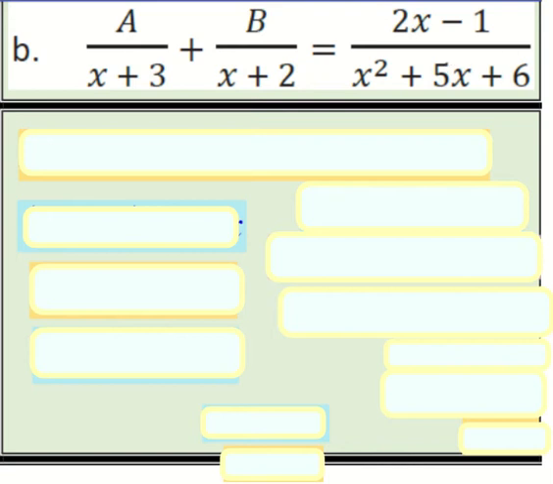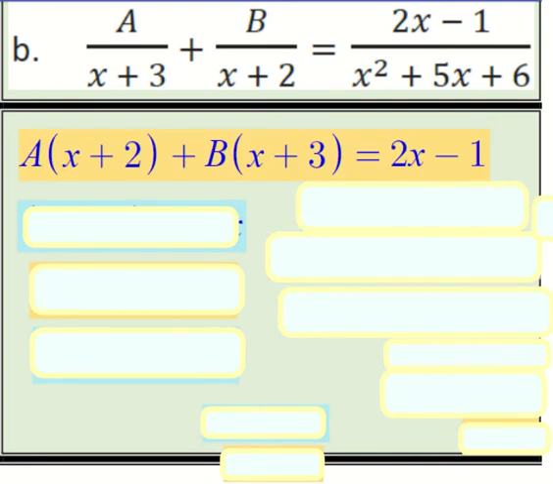So I know I'm really multiplying a times x plus 2. I'm multiplying b times x plus 3. When I do that, my result is 2x minus 1. And that's what I'm going to write on my first line.